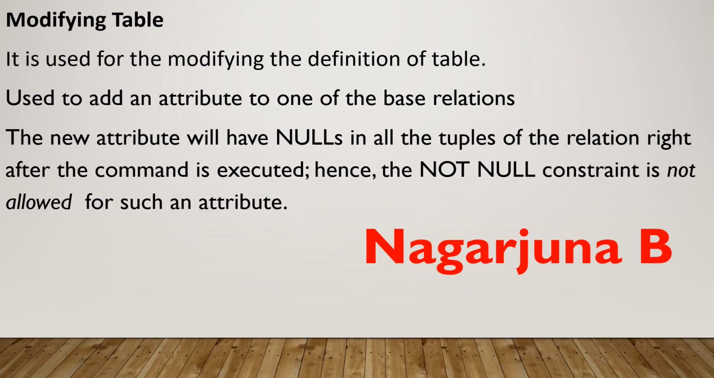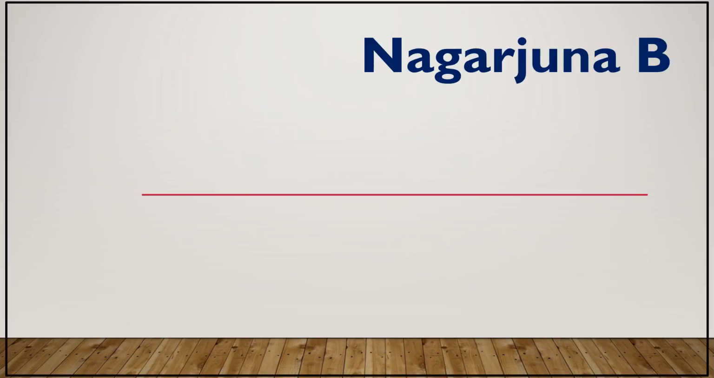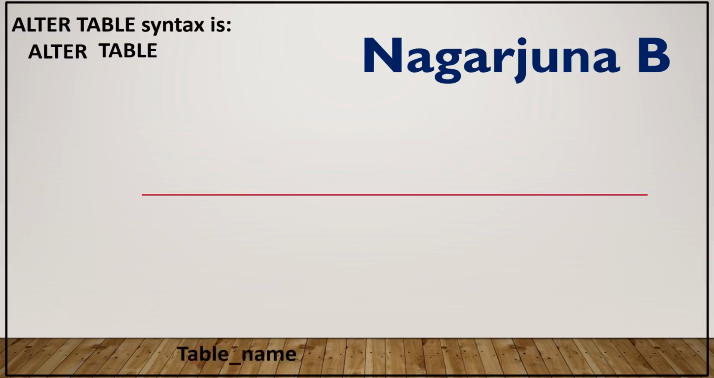So modifying table or altering table is nothing but it is used for the purpose of modifying the definition of a table. Among that, first we shall see how to add an attribute to the base relation. We use the alter table command for adding an attribute to the base relation. The alter table syntax is alter table, table name. Alter and table are the keywords.